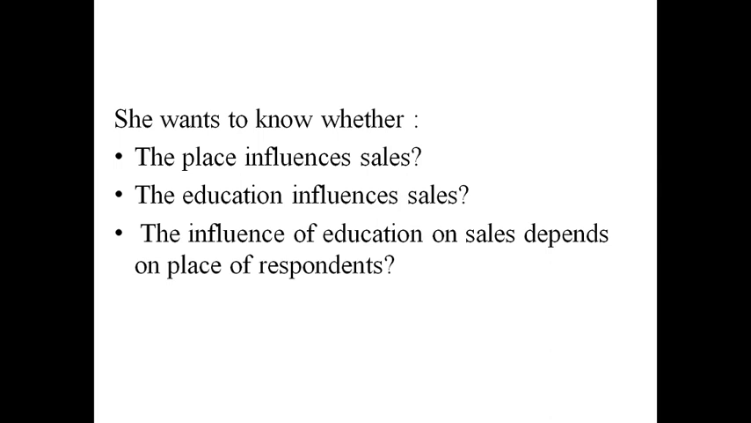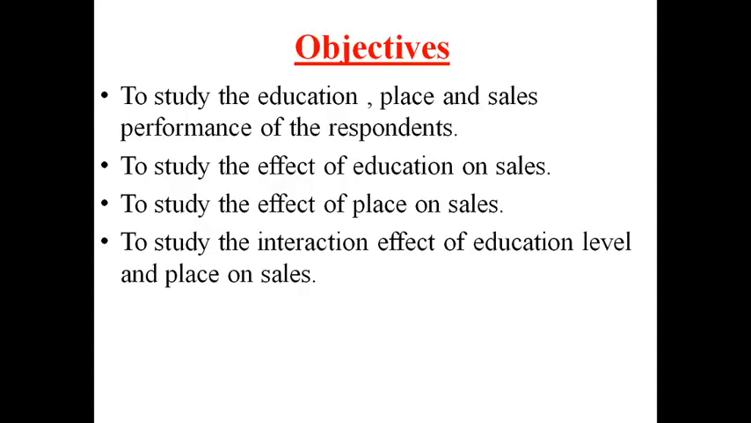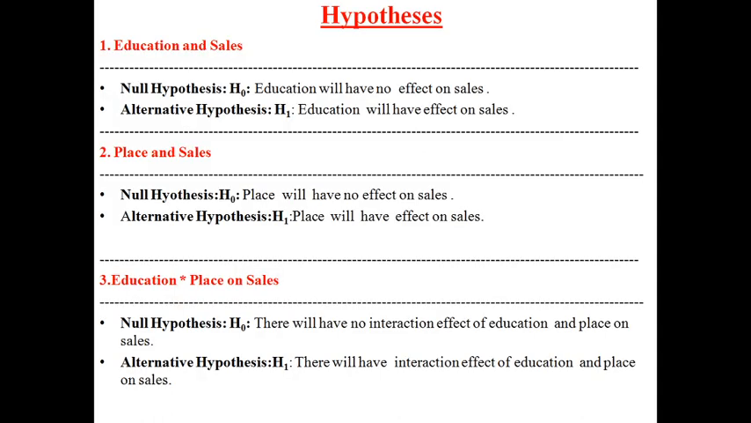On the basis of this information, we have formulated a topic. What is the topic? Effect of education and place on sales in FMCG sector. On the basis of this topic, we have designed objectives. Our first objective is to study the education, place and sales performance of the respondents. Second is to study the effect of education on sales. The third is to study the effect of place on sales. And the fourth is to study the interaction effect of education and place on sales. So these are the four objectives, and on the basis of these objectives we have formulated hypotheses.